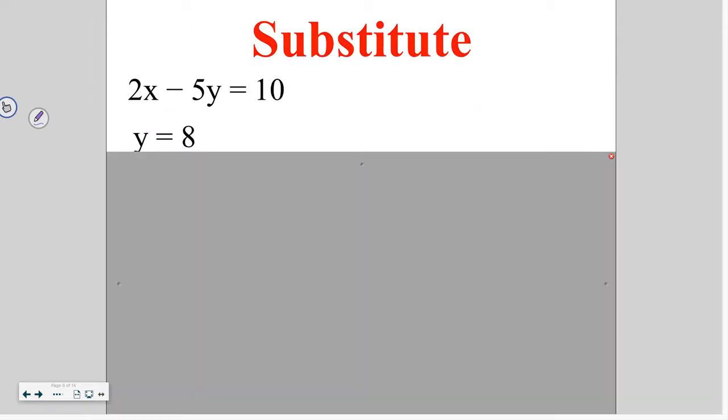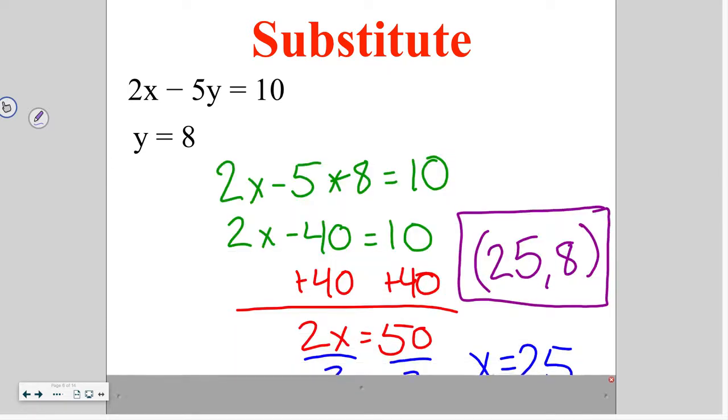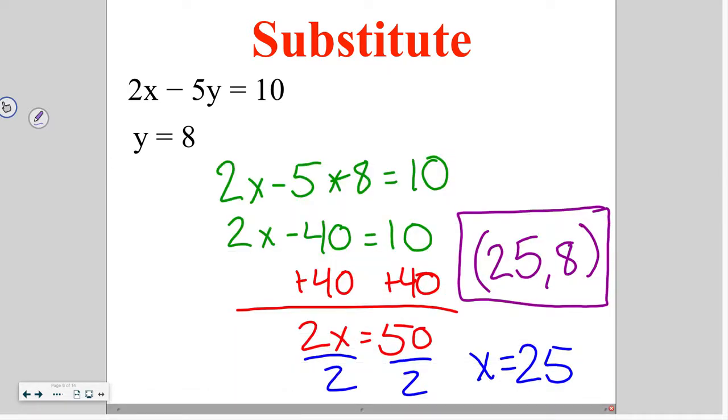Go ahead and try this one on your own. Notice this time we plugged the value in for y instead of for x. And we went through and solved in a similar fashion, getting an answer of x is equal to 25. So our final ordered pair is 25, 8. If you have questions about this type of problem, please let me know when you get to class.